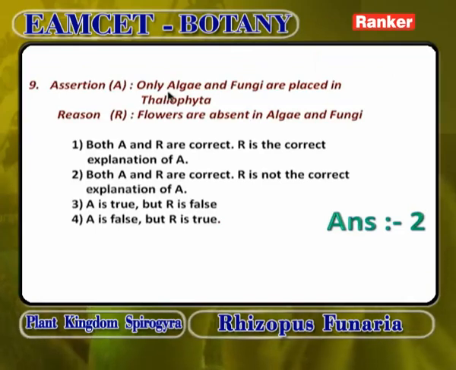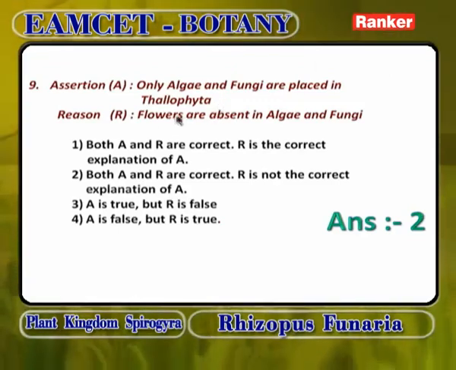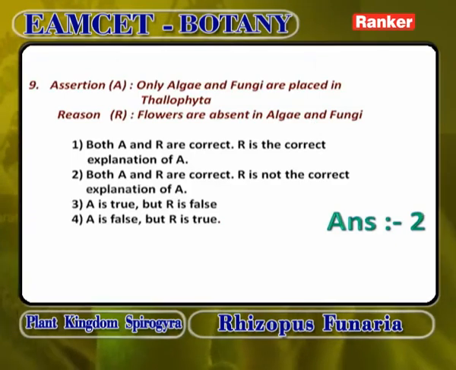Assertion reasoning. Only algae and fungi are placed in thallophytes. "Only algae and fungi are placed in thallophyta" is correct. Autotrophic thallophytes are algae, heterotrophic thallophytes are fungi. "Flowers are absent in algae and fungi" is also correct, because they all belong to cryptogams. But because flowers are absent in algae and fungi, they are not kept in thallophyta is not the reason. So, A and R are correct. R is not the correct explanation of A.